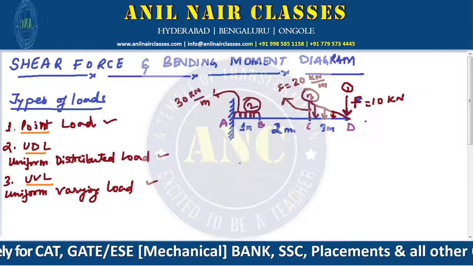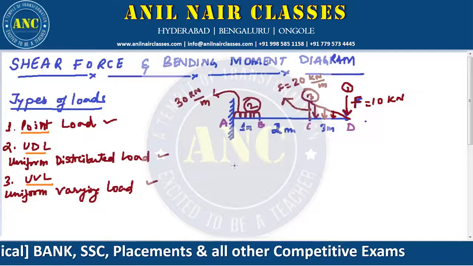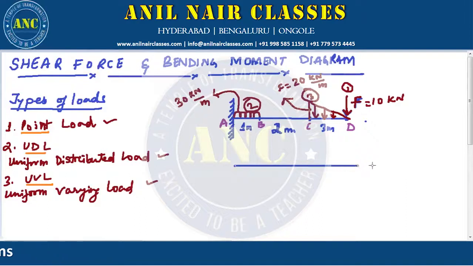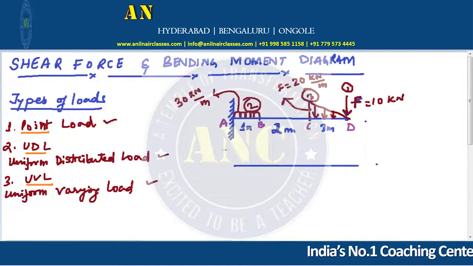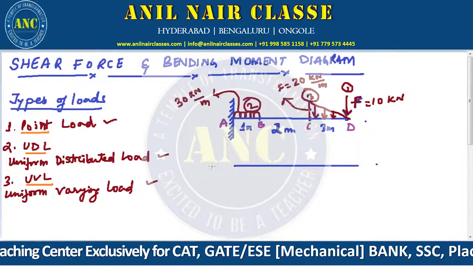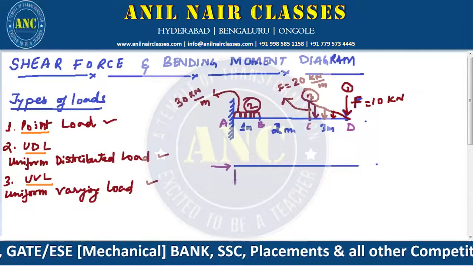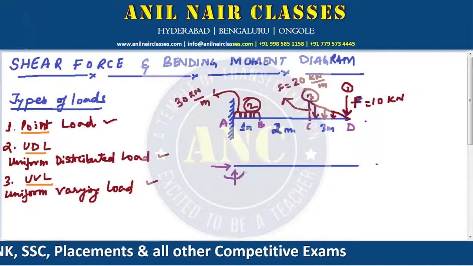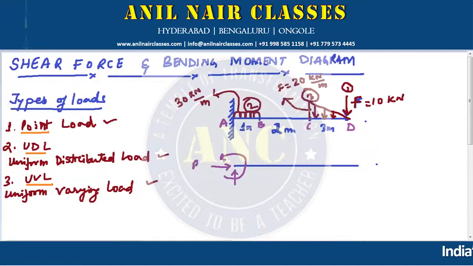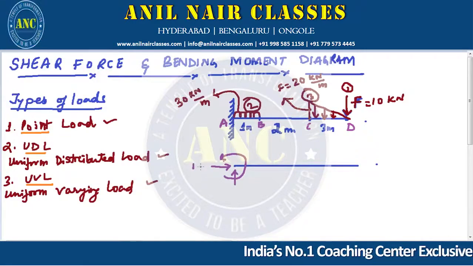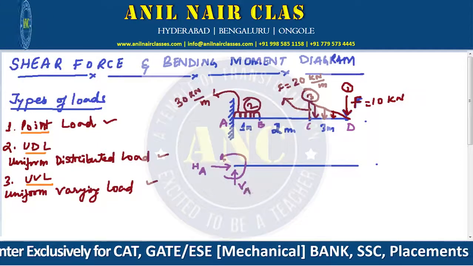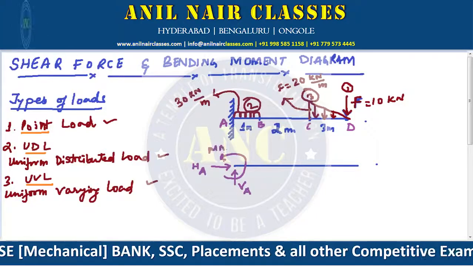Now if I convert this, what happens is, here A, this is a cantilever beam, so it will be replaced with reaction forces, correct? 3 reaction forces. Say this is HA, that is horizontal reaction force, this is VA, that is vertical force, and this is MA, that is moment at A.